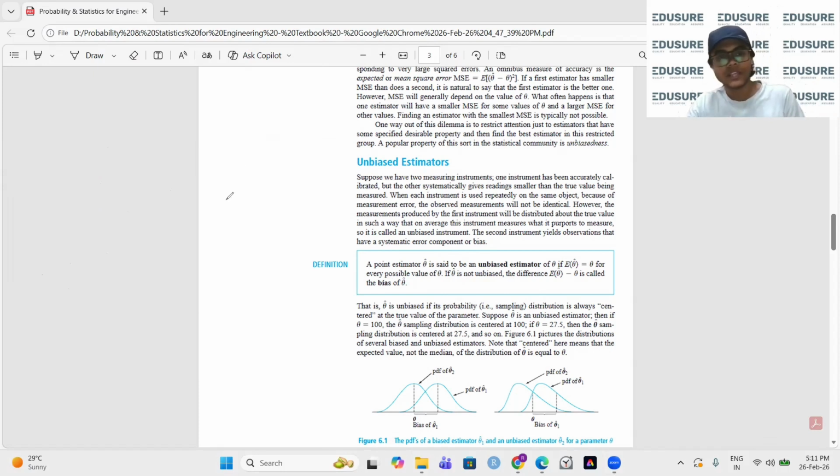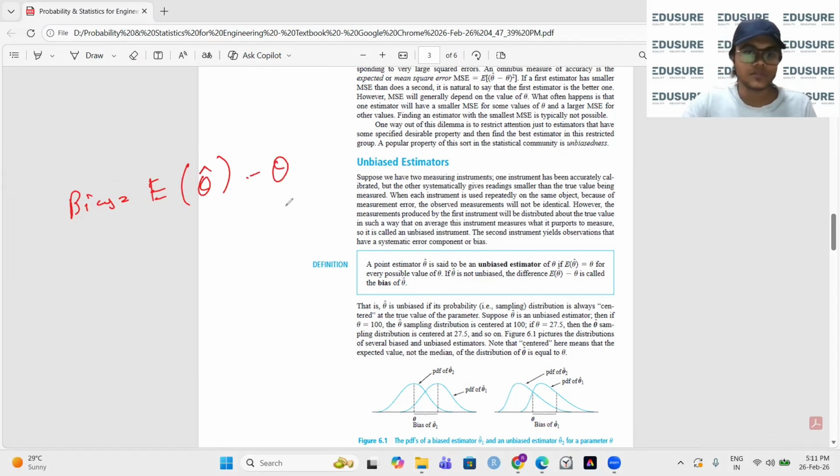But what if there is some bias present? We will calculate that bias with the help of expected value of theta hat minus theta. So this formula will give us the magnitude of our bias. If theta hat is not unbiased, the difference is called the bias of theta hat.